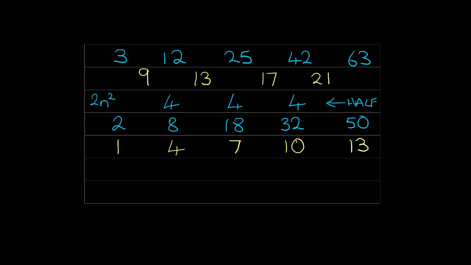Now we're going to go back to that process of working out the differences between these numbers. So 4 take away 1 is 3. 7 take away 4 is 3. 10 take away 7 is 3. And 13 take away 10 is 3. So what that tells us is that this bit that we had left over in yellow is actually an arithmetic sequence. The common difference here is 3, so that means that this part of our nth term rule is 3n.